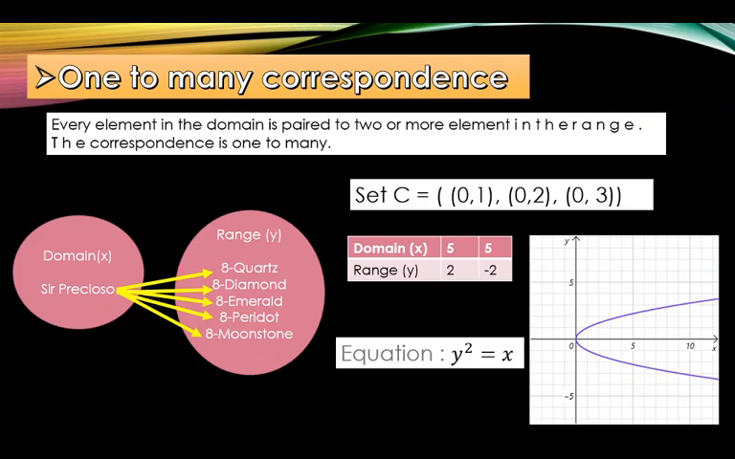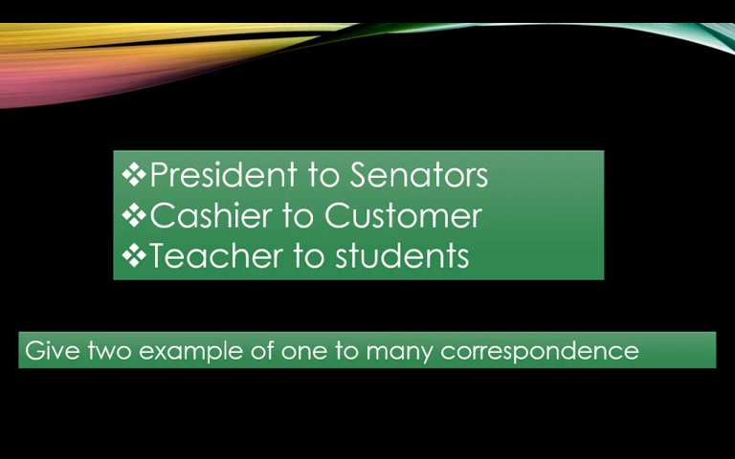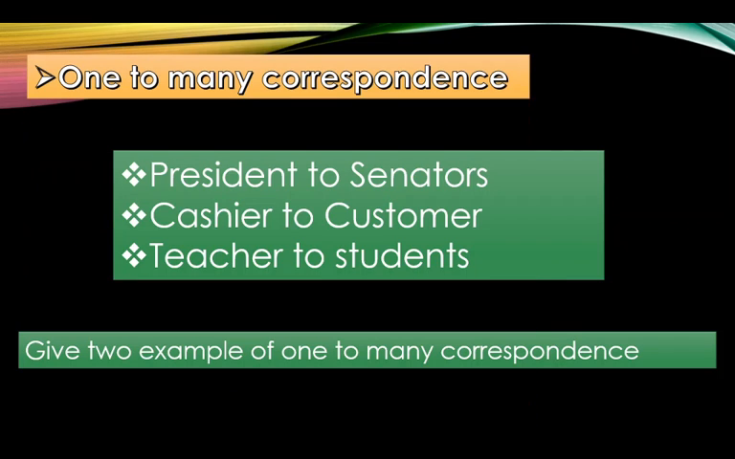Alright? So, guys, again, let us recall what are the 3 types of relation according to correspondence. We have one-to-one, many-to-one, and one-to-many correspondence.